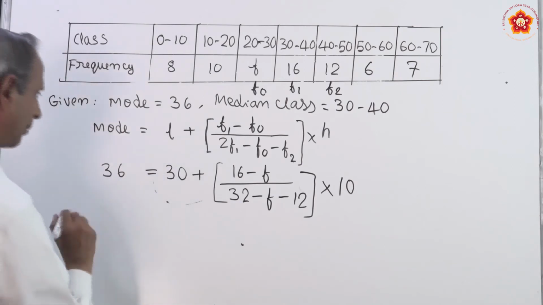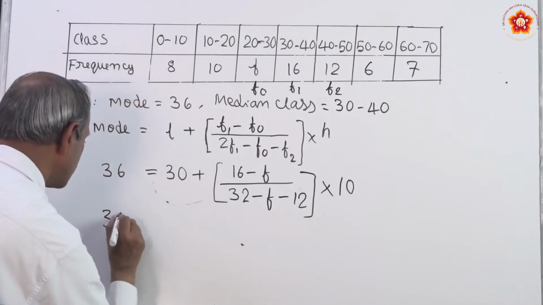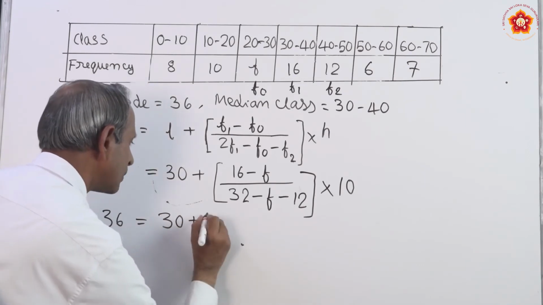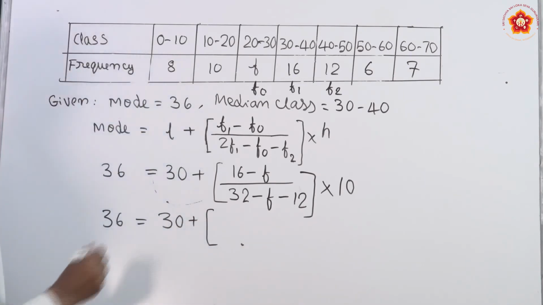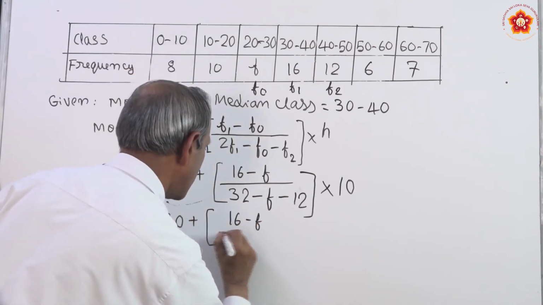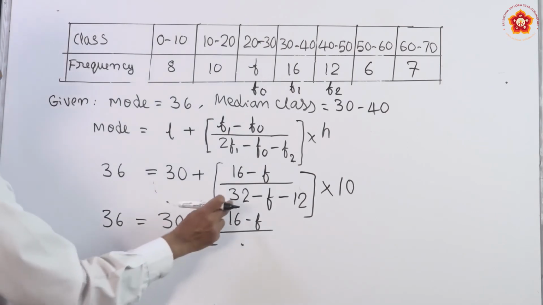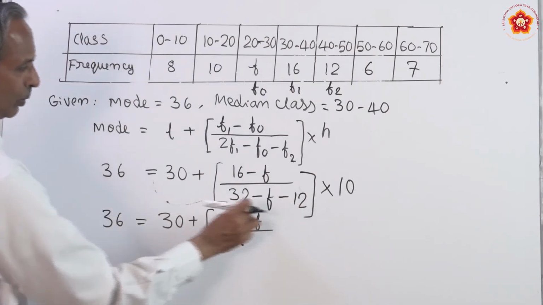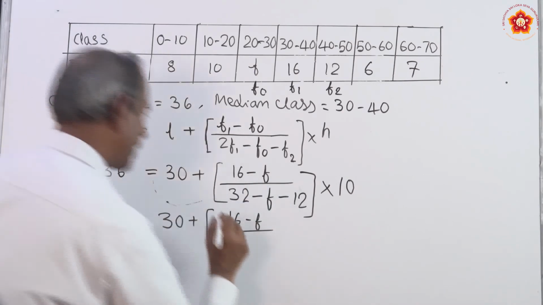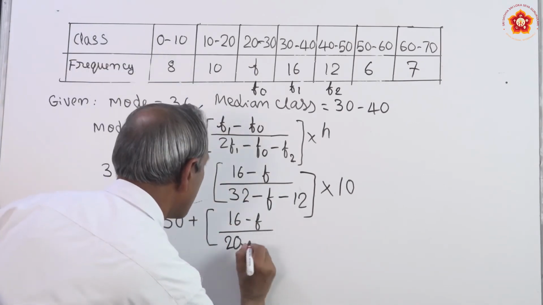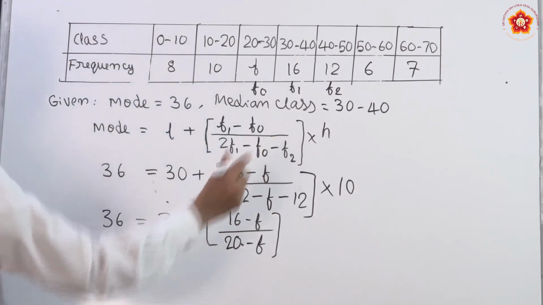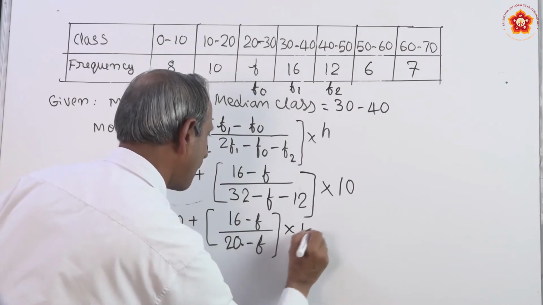Write 10 here. Now, let us simplify. 36 equal to, write 30 as it is, plus 16 minus F, write as it is, 16 minus F. In the denominator, you can subtract 32 and 12. 32 minus 12 becomes 20, write here 20 minus F. Afterwards, 10 into 10 is there, write into 10.